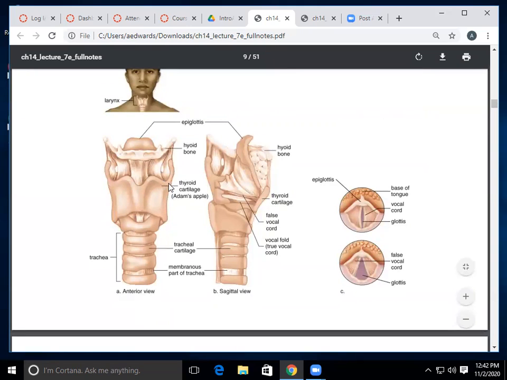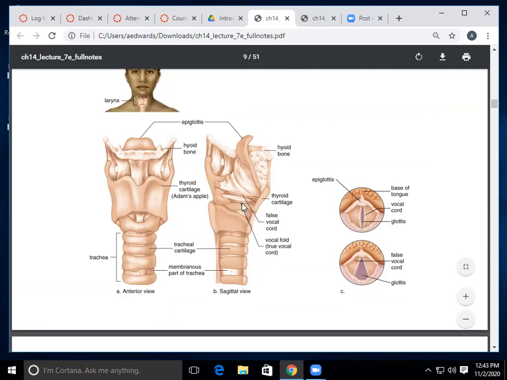It's your thyroid cartilage, or sometimes known as Adam's apple. There's that hyoid bone. Remember, it's technically not touching other bones, but it's connected to other tissues. There's cartilage rings around the trachea, and you have more of a membranous part of your trachea that's surrounded by that cartilage.